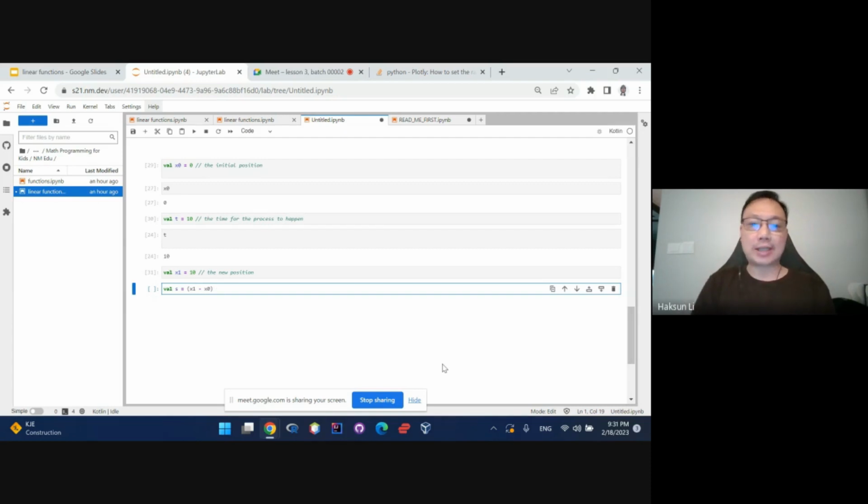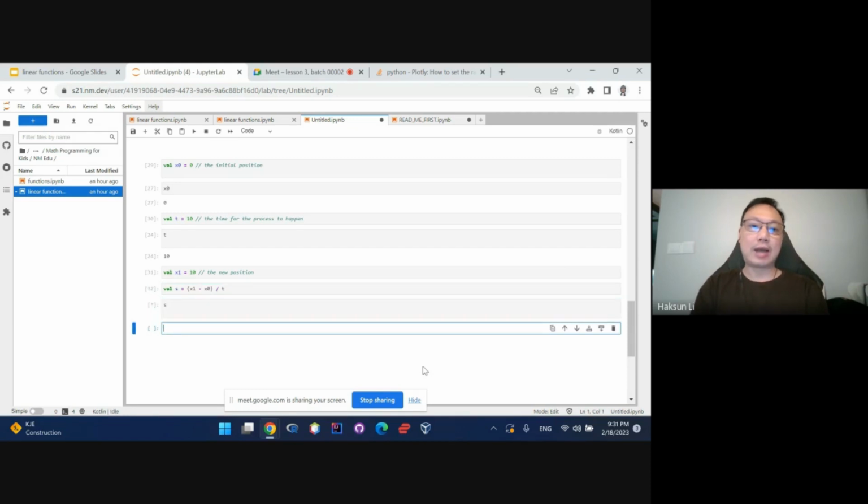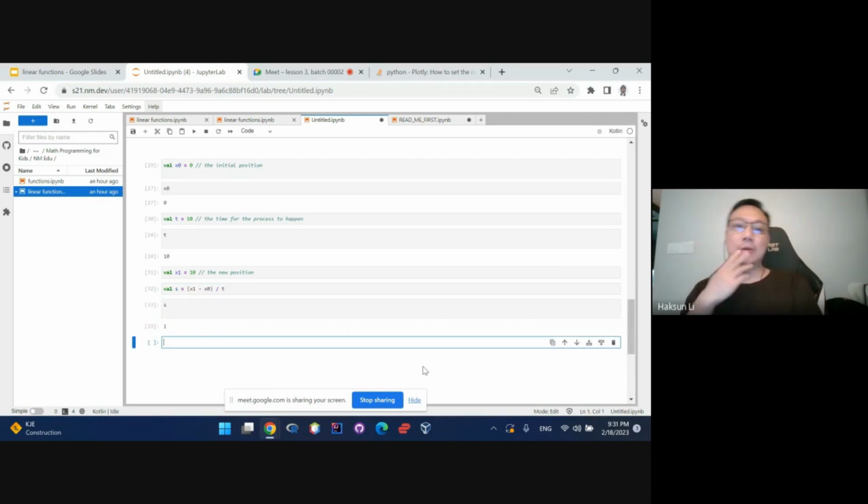So this x1 minus x0 happens in 10 seconds. So what we really want to know is what happened per second. So we have to divide it by time. Everybody understand this one? Yes. When we say per unit time, we always divide the process by t. So the speed is 1. What does this 1 mean? It means the object is moving at 1 meter per second. So the average speed of this process, of this object, is 1 meter per second.